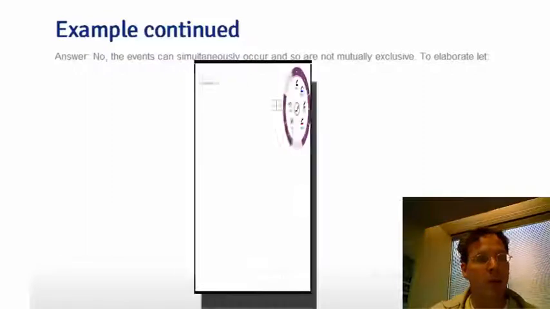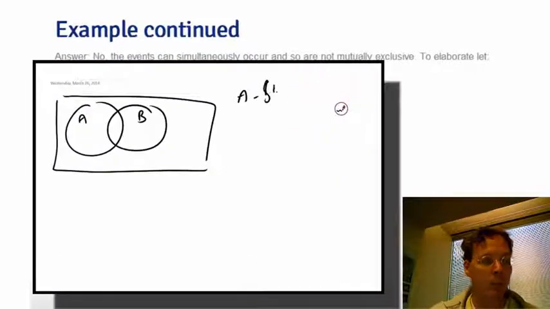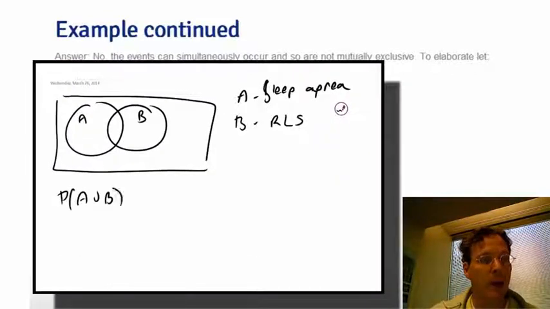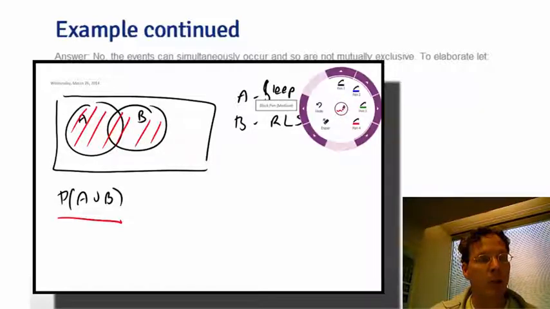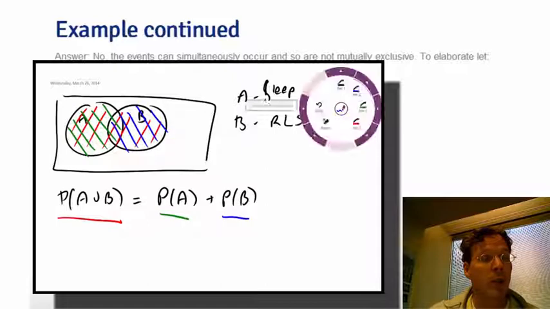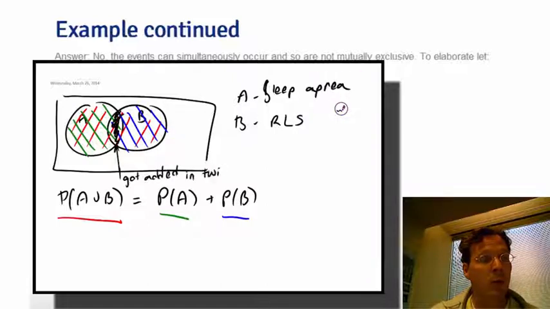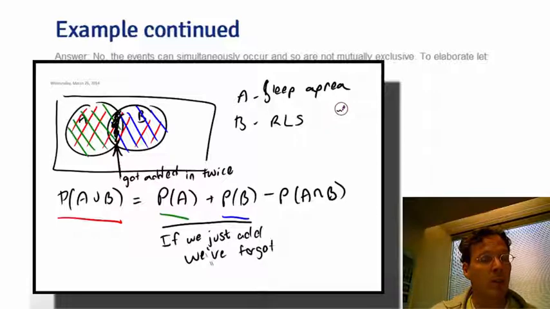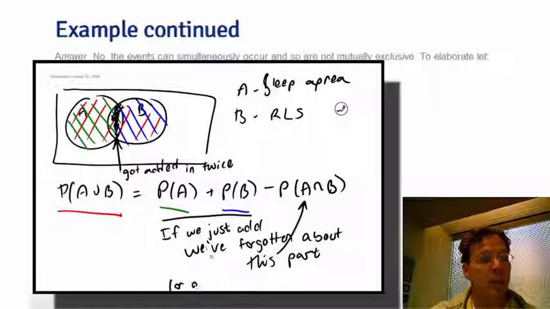So to elaborate, let's let A be the event that a person drawn from this population has sleep apnea, and B be the event that they have restless leg syndrome. Here we think this intersection is non-trivial, and so if we were to add the two probabilities, we would believe we will have added it in twice, and it would need to get subtracted out to find the probability of the union.